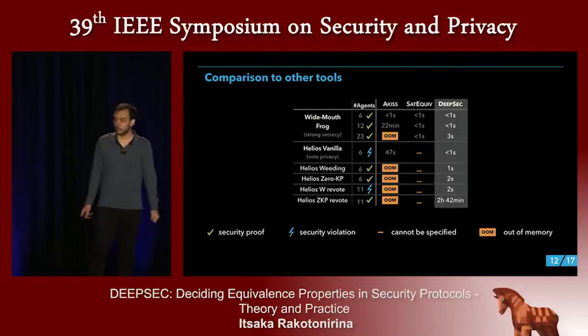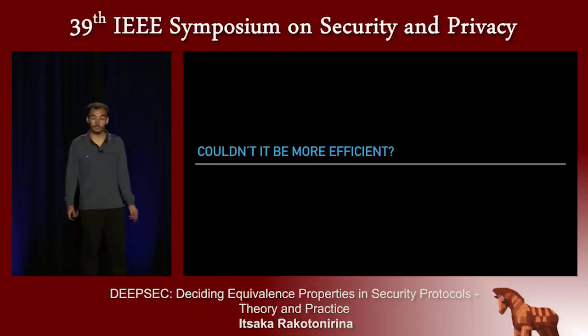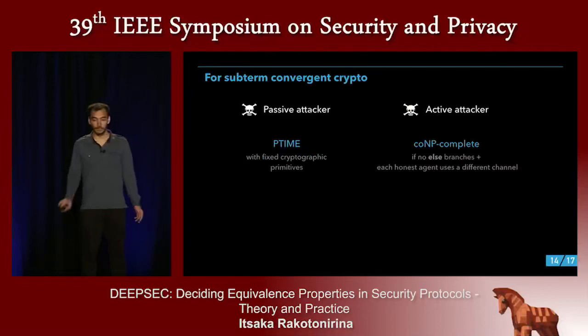Yeah, okay, so far so good, but this is not the end of the story, because as you can see, for example, in the last line, even with a small number of agents, like 11 agents, DeepSec takes more than 2 hours to complete the analysis. So we could wonder, isn't there a way to be more efficient than that? Couldn't we just find an exponentially better algorithm that could make the analysis even better? And to answer this question, we resort to theoretical complexity tools.